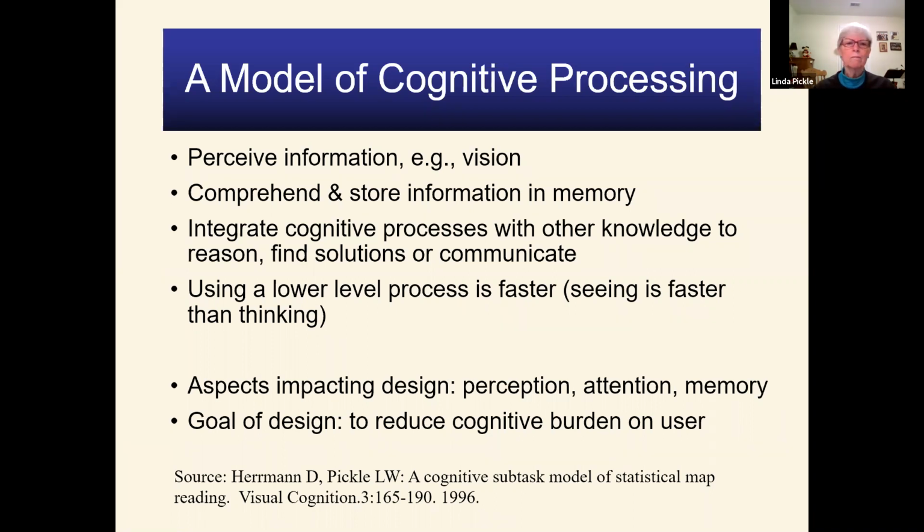That's most complex. So as Doug said, using a lower level process is faster. So in this case, looking across these 3 steps, seeing is faster than thinking. And so the goal of our design is to reduce the cognitive burden on the user so that we're pushing the task that they're using to understand the map up higher in these 3 steps to have them use this simpler cognitive task. The aspects that impact design are perception, attention, and memory. So we'll come back to those 3.